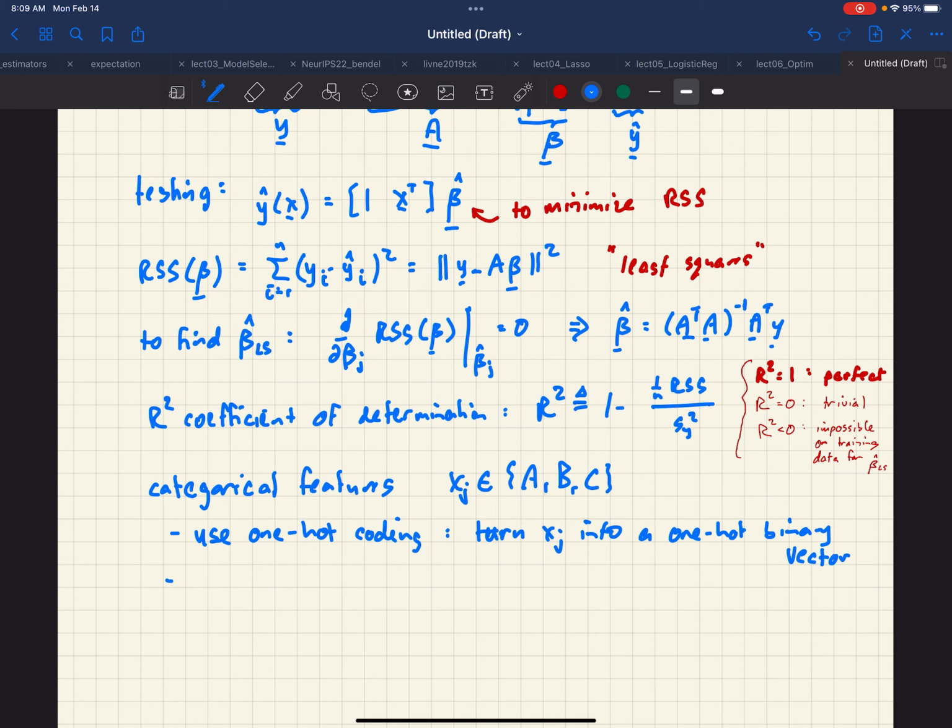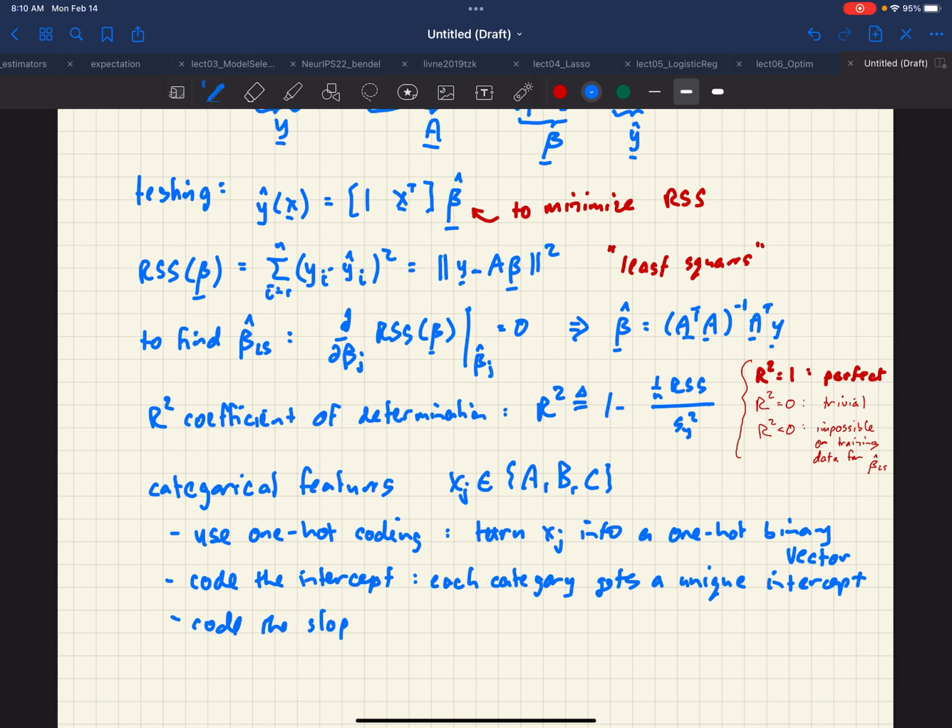And we have a couple options. We can code the intercept, where each category gets a unique intercept, or we could code the slope. And then in this case, each category gets a unique slope.